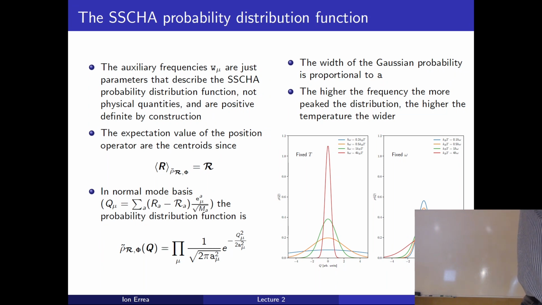For fixed T, if we increase the frequency, this sharpens. So higher quantum frequencies mean a more peaked Gaussian distribution function, so the atoms will displace less. If the phonons are very soft, the probability distribution function will be wider. And for fixed frequency, if we increase the temperature, this will also broaden. So somehow, this is our probability distribution function. Higher frequencies mean a narrower distribution function, and higher temperature means a wider distribution function.